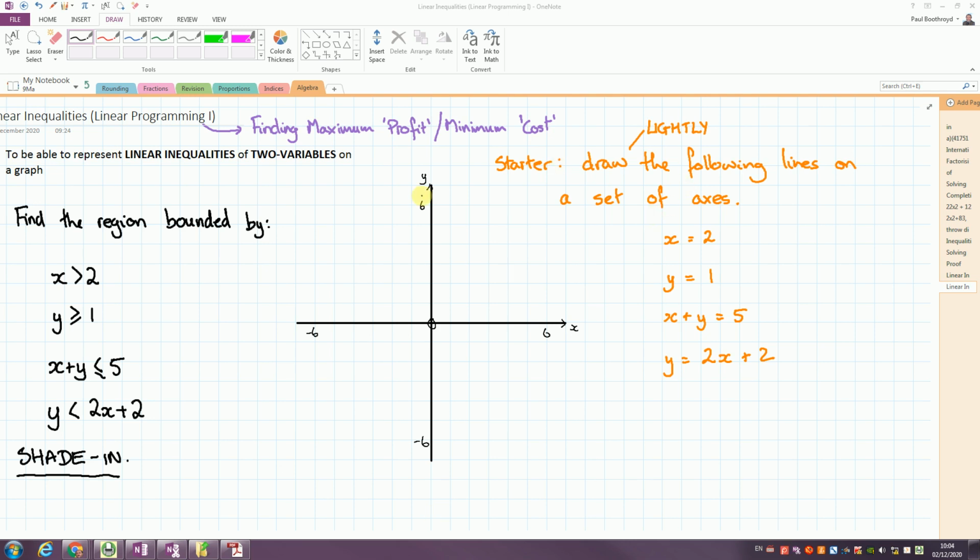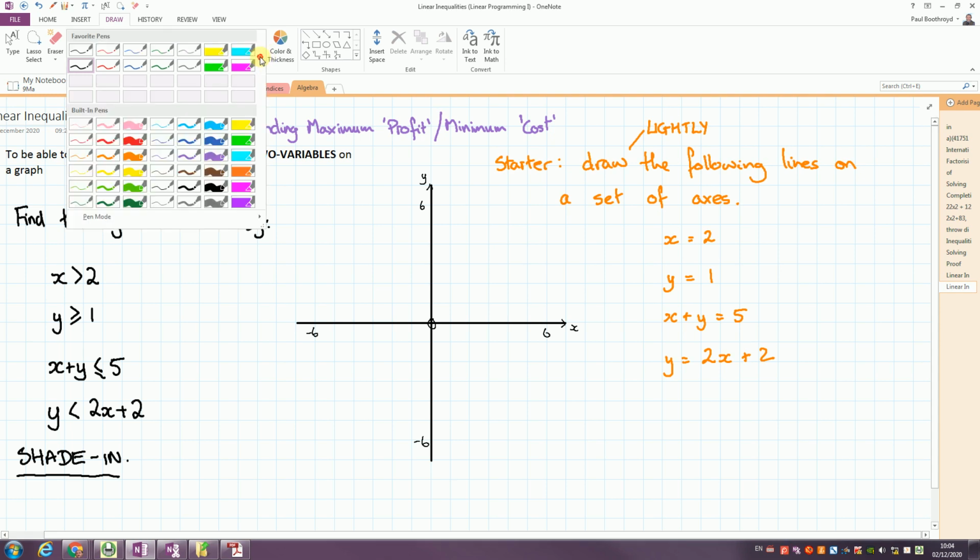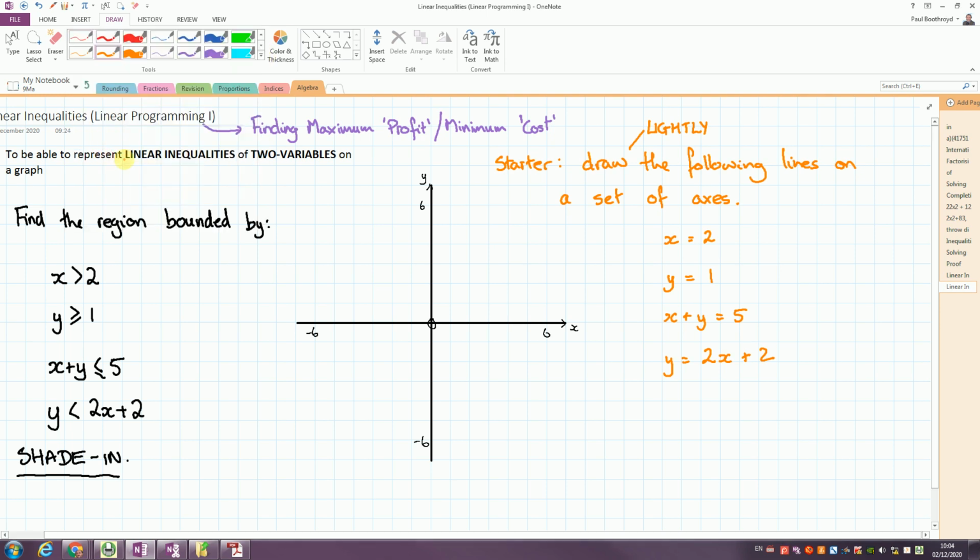Okay, the start is actually closely linked to the actual problems we're going to be solving, in that we need to find the regions bounded by these inequalities, and the boundary lines for these are actually the equations of the lines. So if you change all the inequalities to being equals and graph them. The thing to remember when you're graphing these is always be careful where you're drawing the lines.